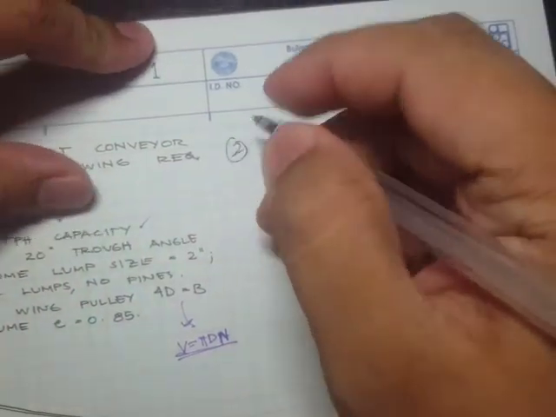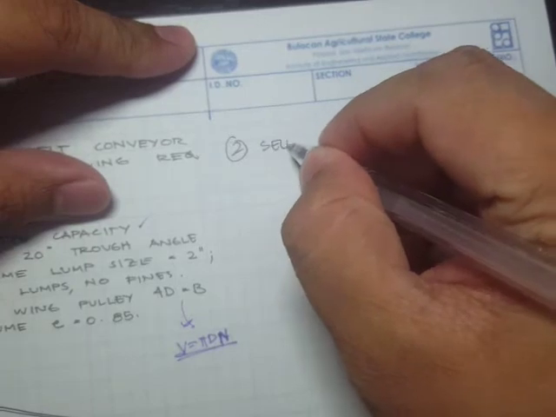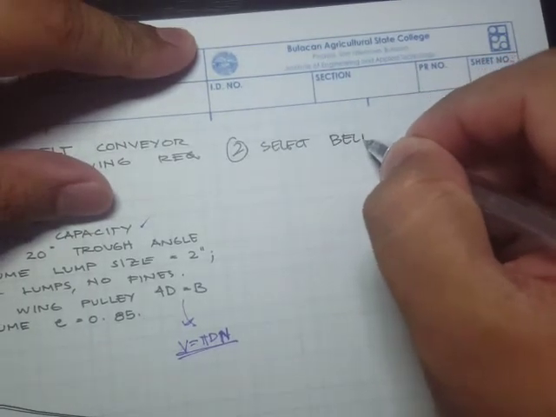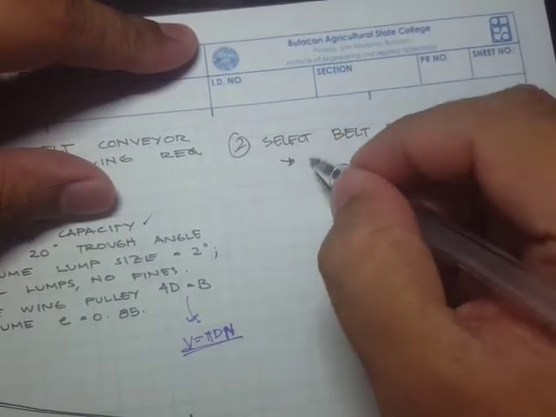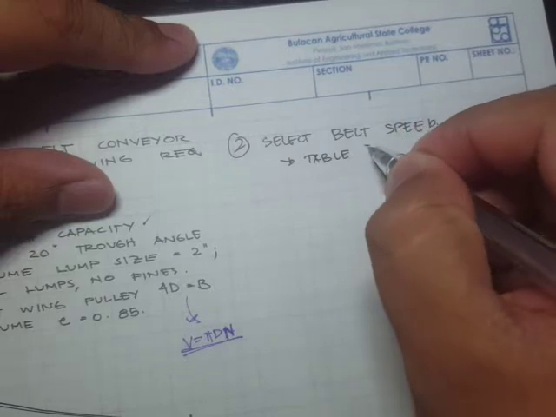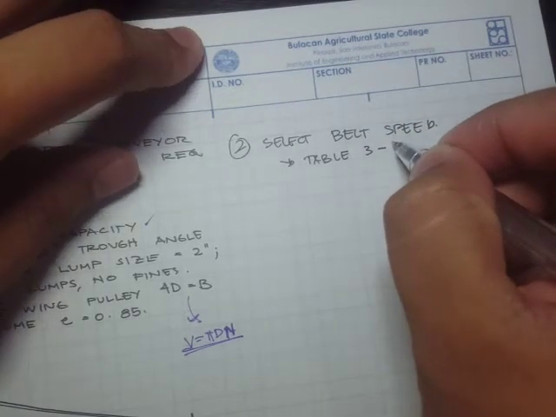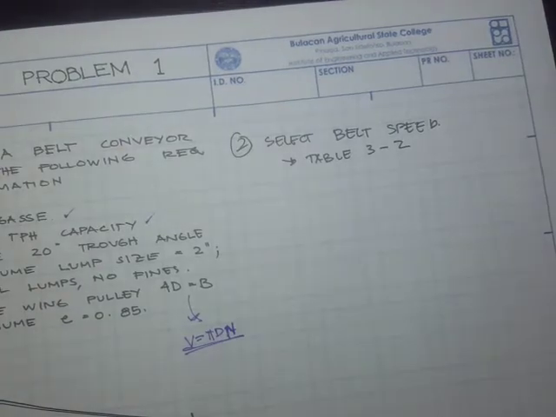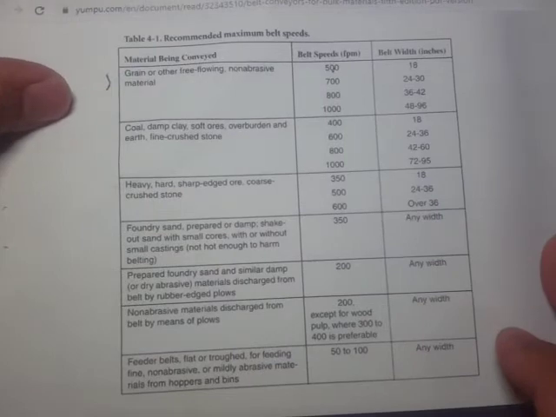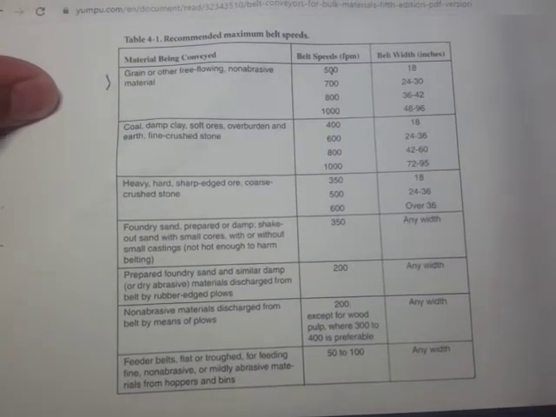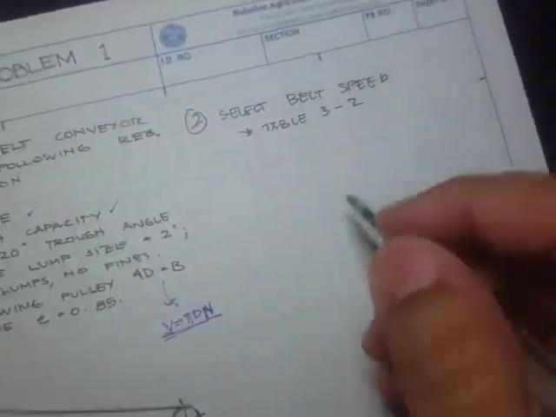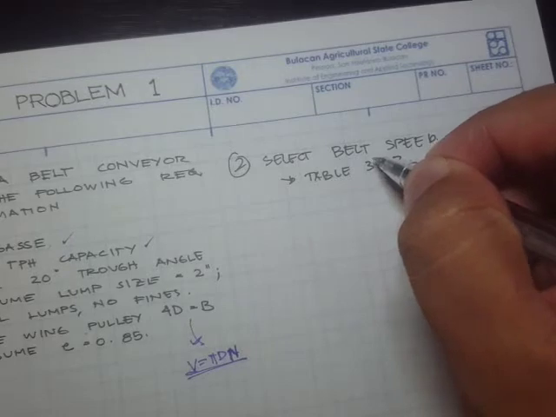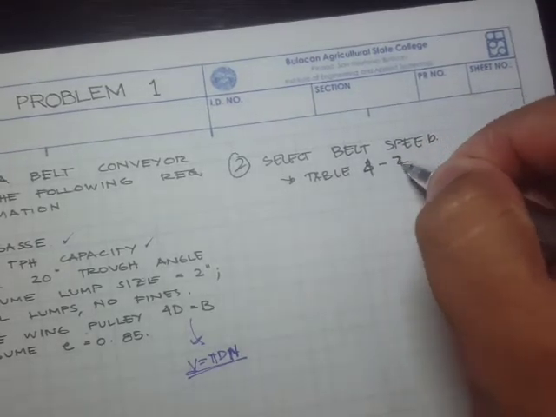So the next step is to select the belt speed. In doing so, we need to consult Table 3-2. Okay, so here's our table. Sorry, that should be Table 4-1. So this is not 3-2. This should be 4-1.